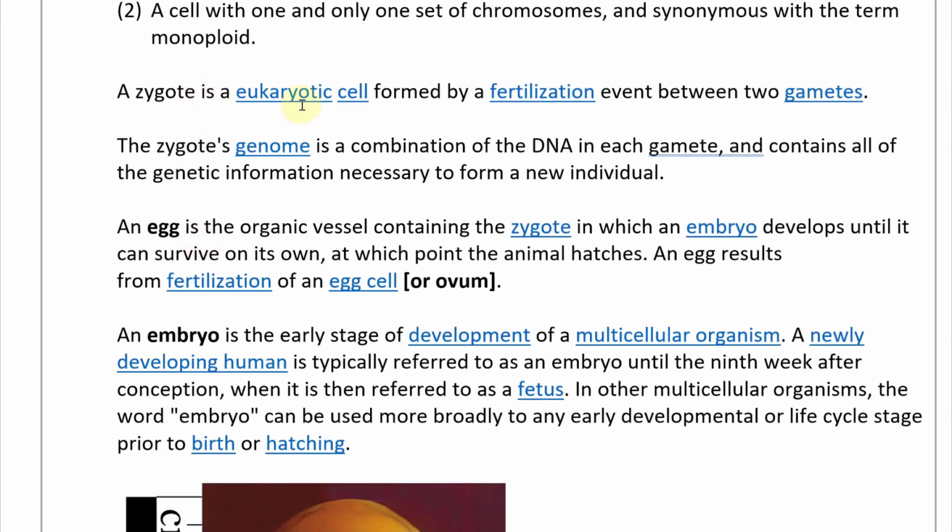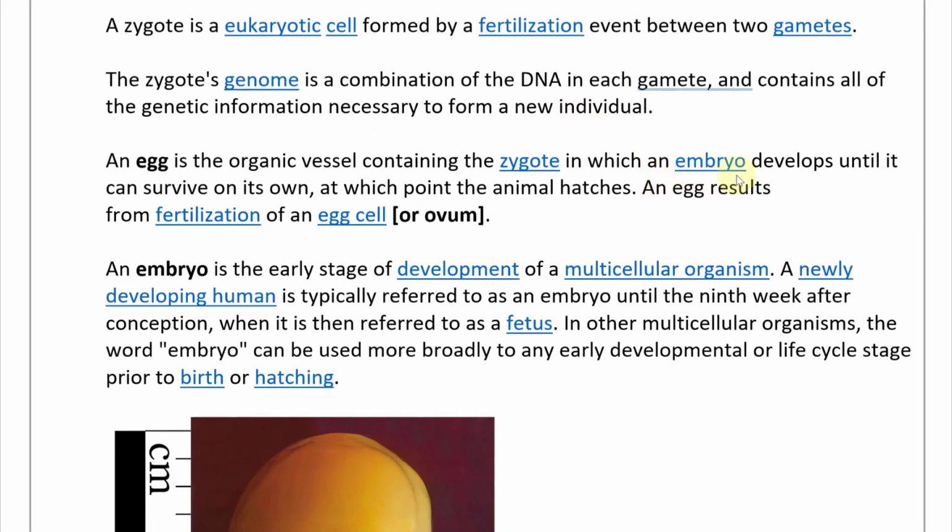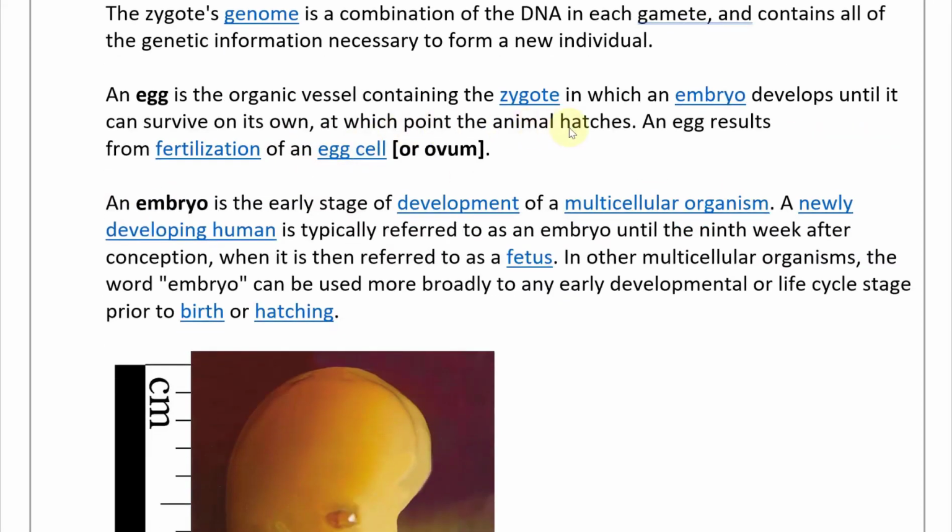All right, let's go further. A zygote is a eukaryotic cell formed by a fertilization event between 2 gametes. So when they fuse together, you get a zygote. A zygote's genome is a combination of the DNA in each gamete and contains all of the genetic information necessary to form a new individual. An egg is the organic vessel containing the zygote in which an embryo develops until it can survive on its own, at which point the animal hatches. An egg results from fertilization of an egg cell or ovum.